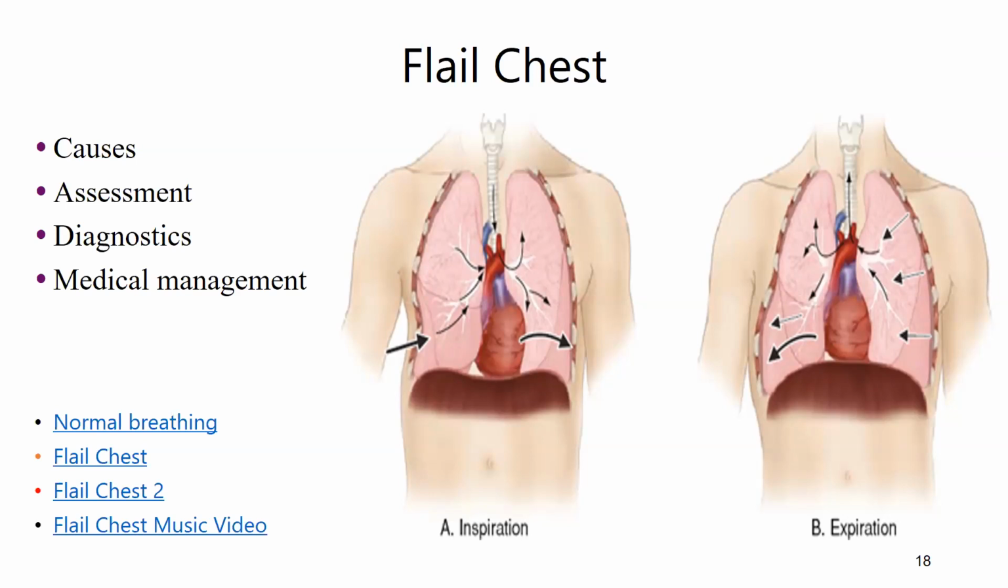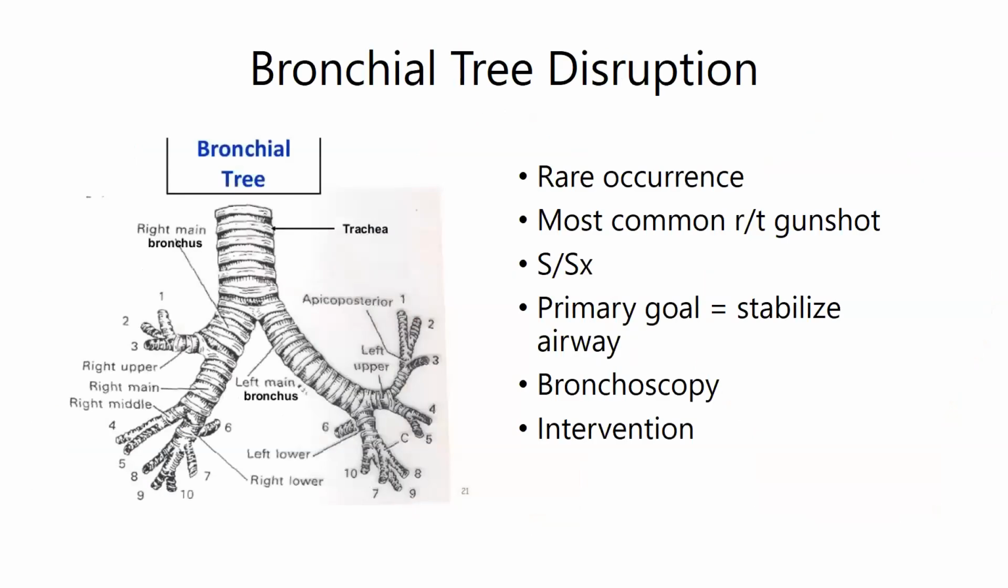And again, because we're talking about respiratory emergencies and thoracic traumas: bronchial tree disruptions. We have the main stem bronchus going off to the right bronchus and the left. These happen on rare occasions, but are life-threatening. Surgical intervention is required. The primary initial goal is to stabilize the airway and localize the injury and then determine the extent of injury.